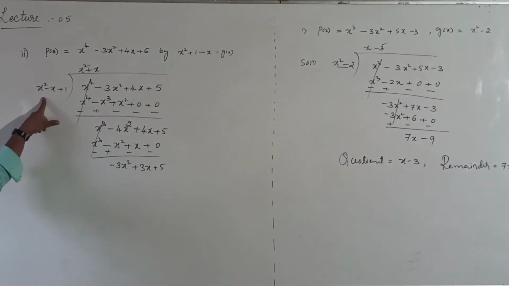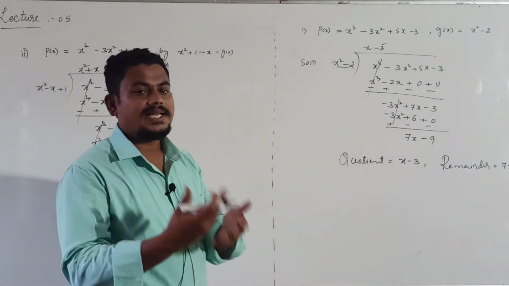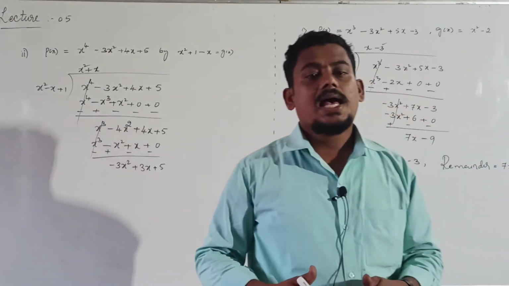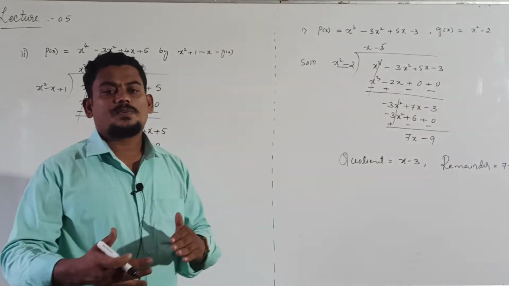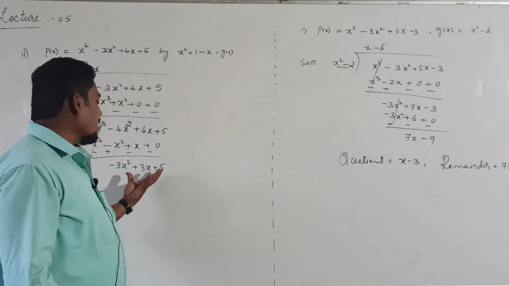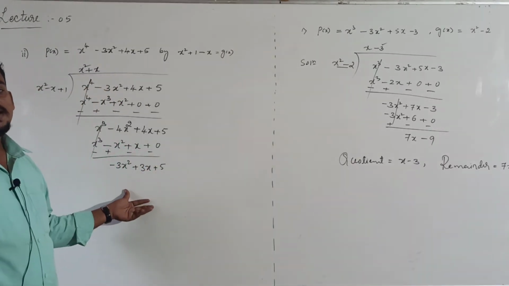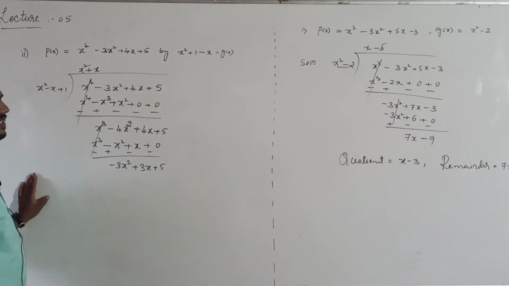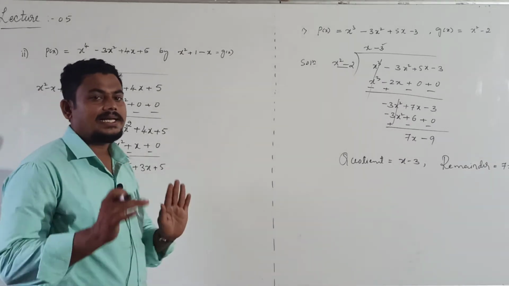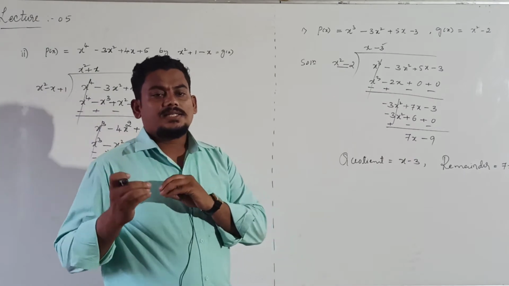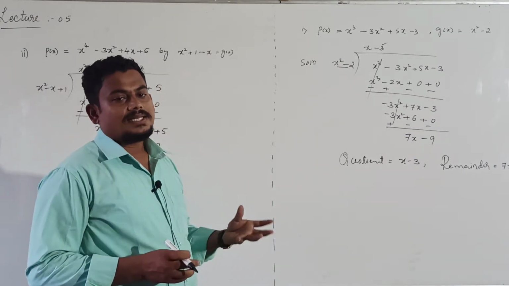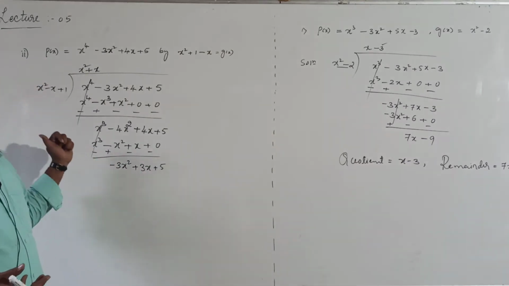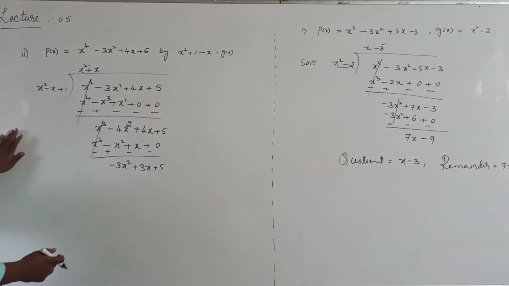Now again the degree of the remainder is the same as the degree of the divisor. Continue this process till the degree of the remainder is less than the degree of the divisor.